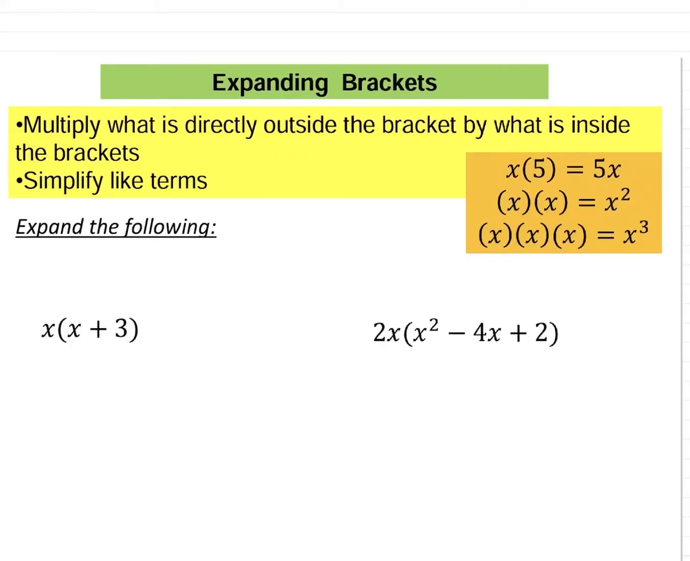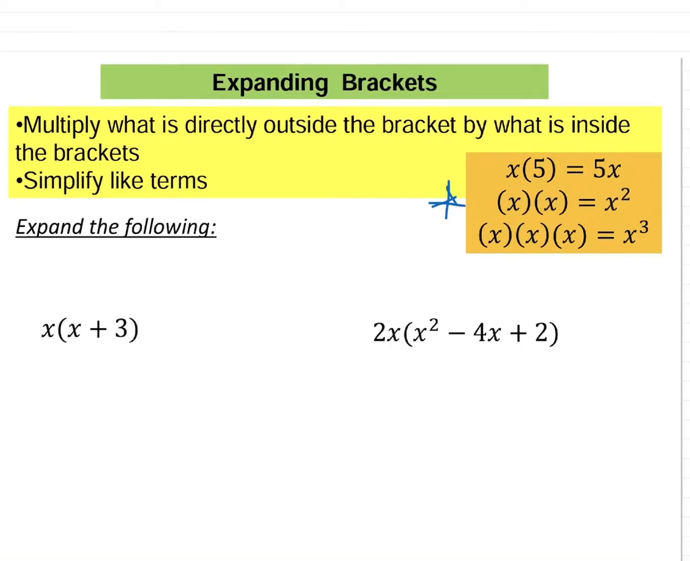In this video, I'm going to be going through some more expanding brackets questions with you, and these ones are just a bit more difficult than the ones we've previously seen. So if you look at the orange box on the right, remember x times 5 will get you 5x, but if you're doing x times x, that will get you x squared, not 2x. Likewise, x times x times x will get you x cubed, not 3x. So make sure you remember this.